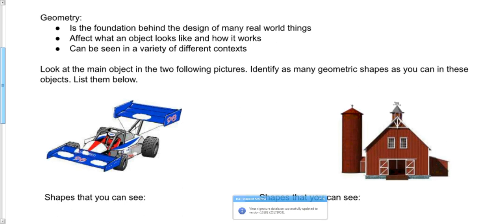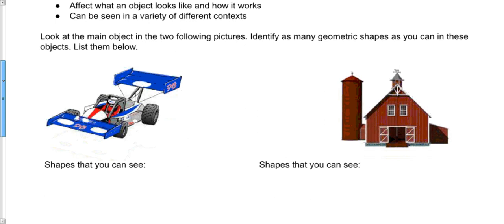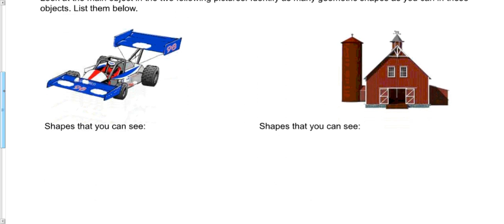Anytime that someone is building something, painting something, whatever, there's always some kind of geometric component to it. So if we look at the two objects in the pictures below, I want to try to identify as many geometric shapes as we can see in these objects. On the left-hand side, we see a car. In this car we see a couple of rectangle shapes. So we've got rectangles.